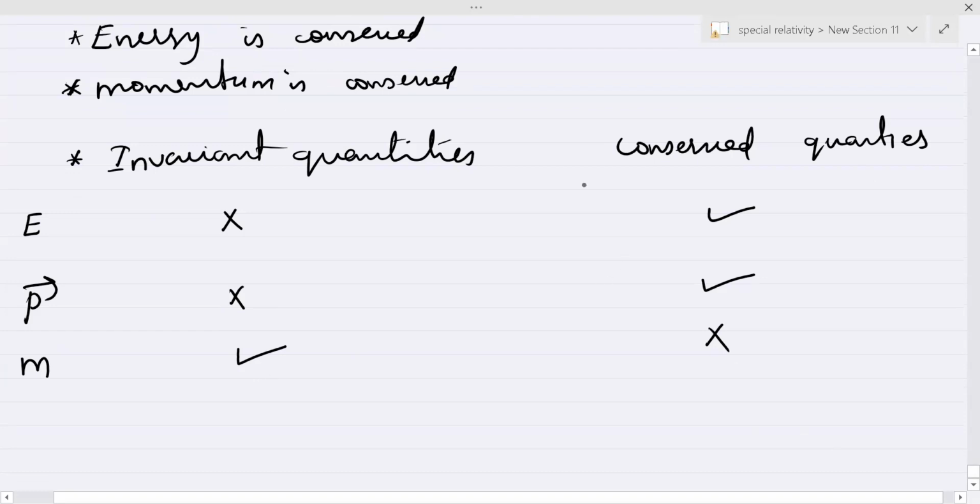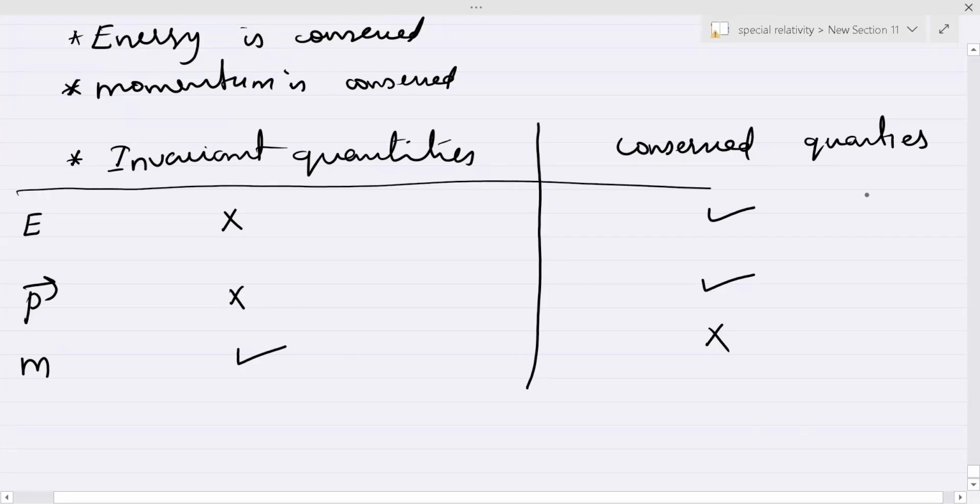Now this can be asked as a which-of-the-following-is-true kind of question. I think it has been asked, if not for NET, for some other competitive exam. Which of the following statements is true? It can say both energy and momentum are invariant and conserved, or mass is invariant and conserved. And if you look at electric charge, it is invariant and conserved.